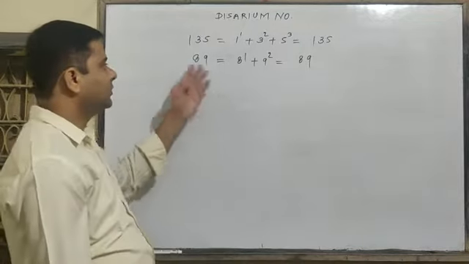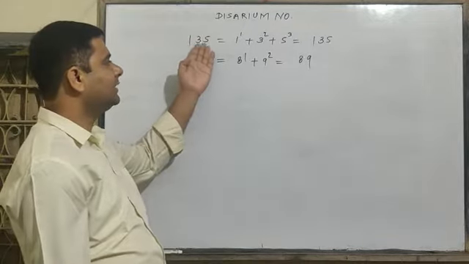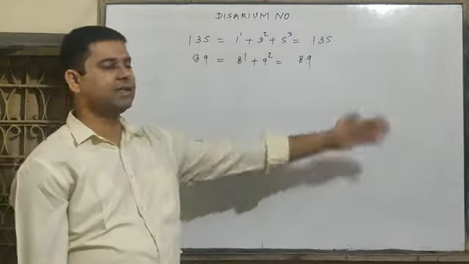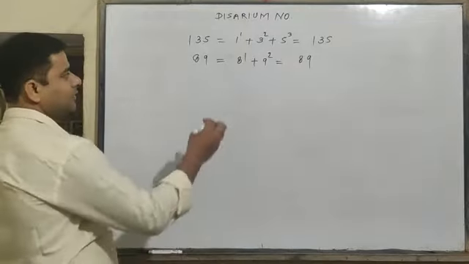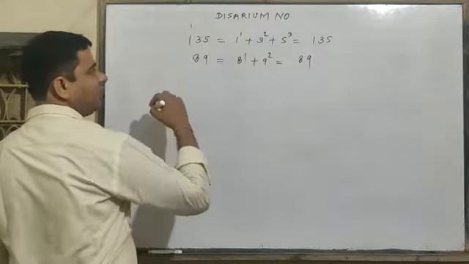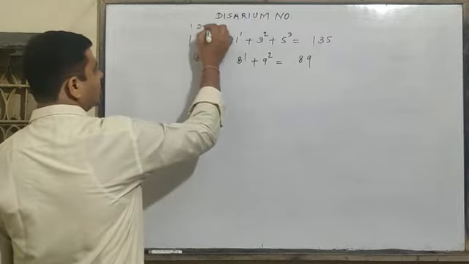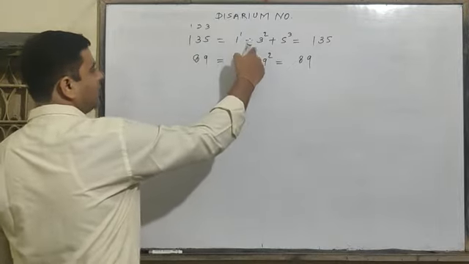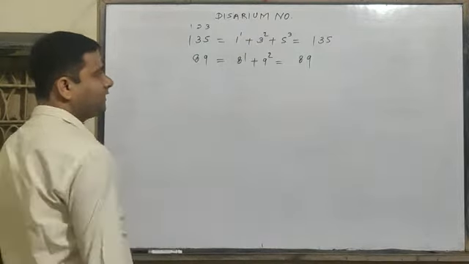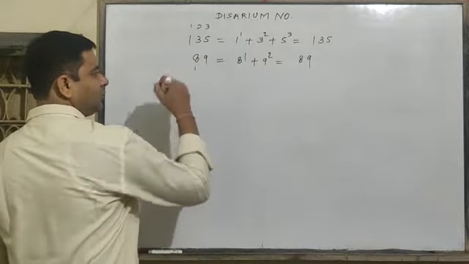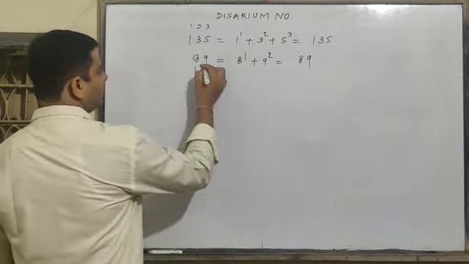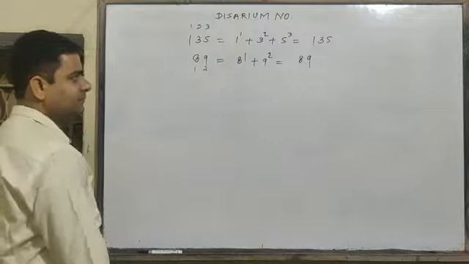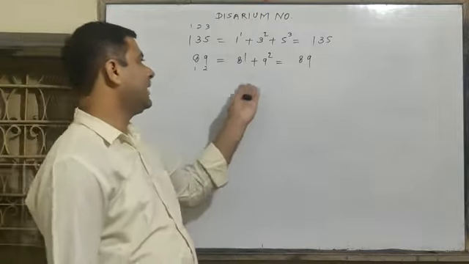So you can see the form: 135, 1 raised to the power 1, 3 raised to the power 2, 5 raised to the power 3, 135. You can see the position also: first position, second position and third position. So 1 raised to the power 1, 3 raised to the power 2, 5 raised to the power 3. Here also, the position of 8 is 1. The position of 9 is second. So 8 raised to the power 1, 9 raised to the power 2.